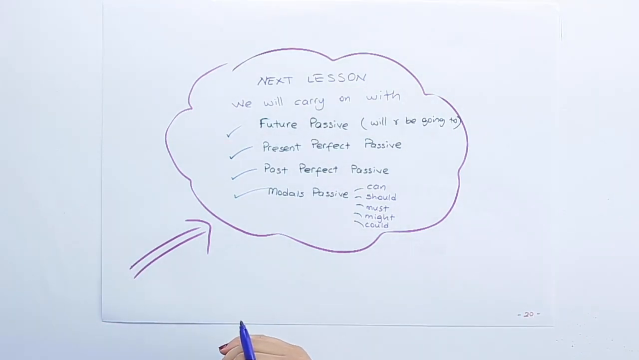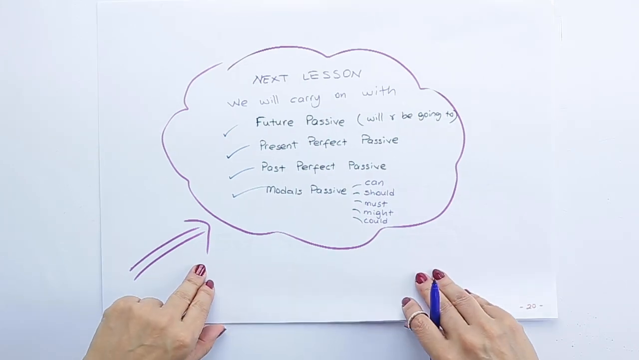Next lesson, we will carry on with future passive, present perfect passive, past perfect passive, modal passive, can, should, must, might, could.